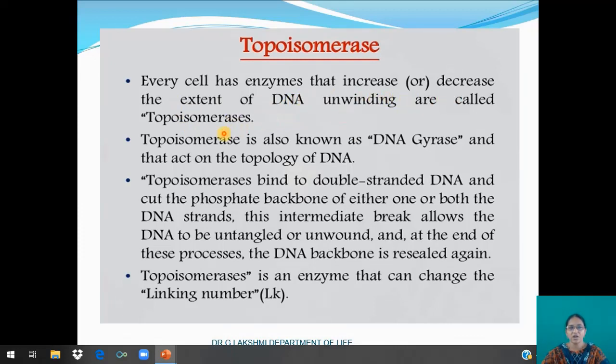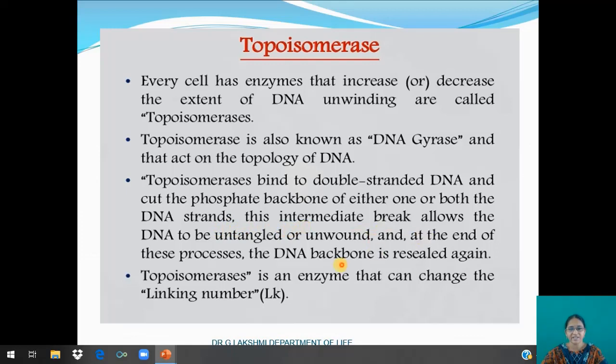So coming to the topoisomerases, every cell has enzymes that increase or decrease the extent of DNA unwinding, called topoisomerases. Topoisomerases are also known as DNA gyrase and act on the topology of the DNA. So what is the function of topoisomerases? They bind to double-stranded DNA and cut the phosphate backbone of either one or both strands. So they bind to the DNA and cut the single strand or double strand phosphodiester bonds.